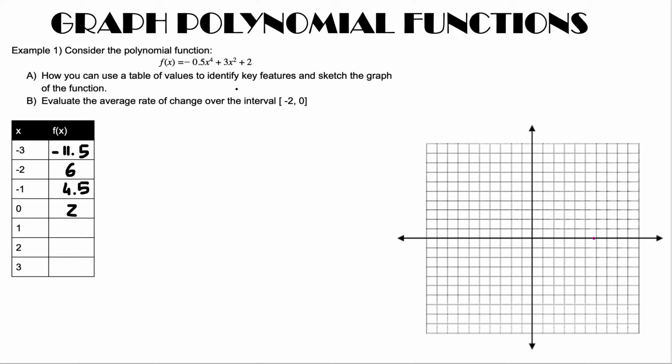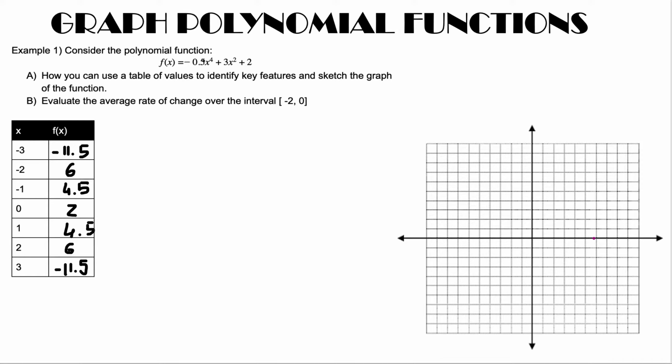Because this function is even, it's going to be symmetric with respect to the y-axis. So it means it's going to be the reflection. So at 1 it is going to be 4.5, and at 2 it is whatever is at -2, which is 6. And at 3 it is -11.5. So those are the points we are going to sketch in the graph.